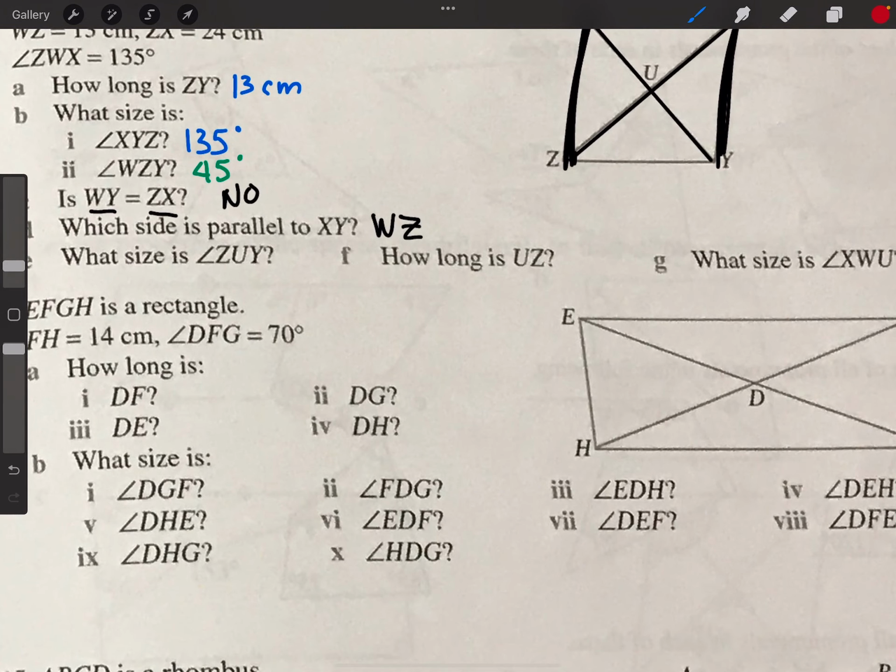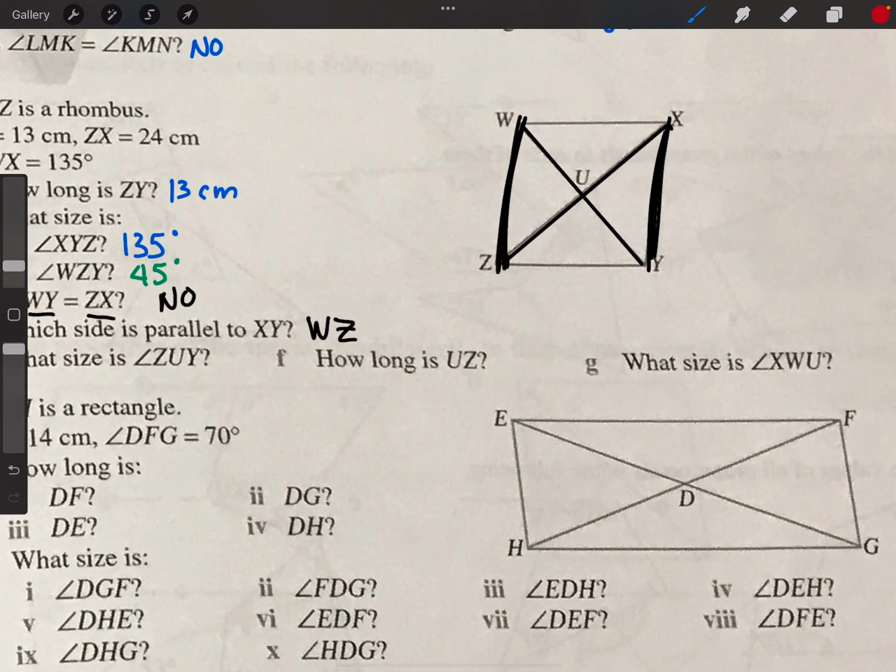Alright, next one. What size is angle ZUY? Okay, let me rub this out. ZUY. So what's this angle here? Well, we know that the diagonals meet at 90 degrees, so all of these should be 90 degrees. So ZUY is 90 degrees there.